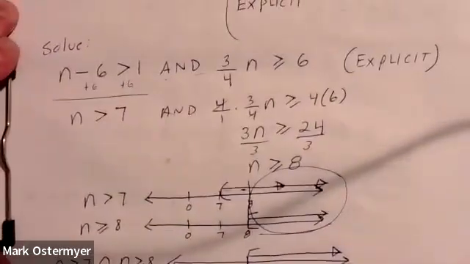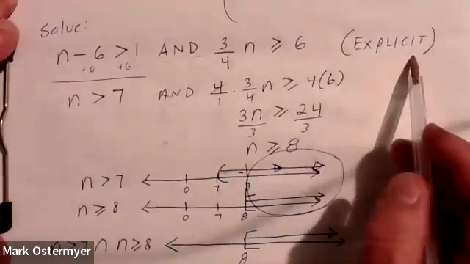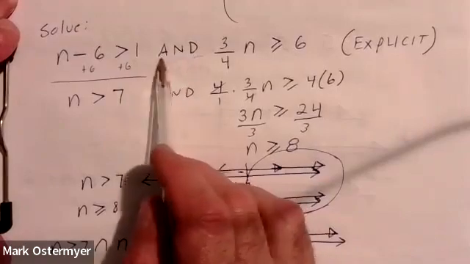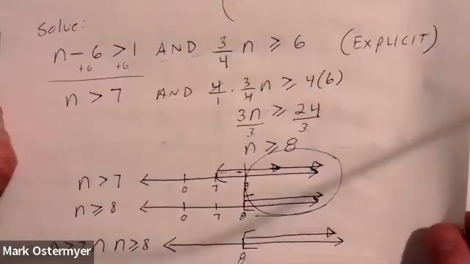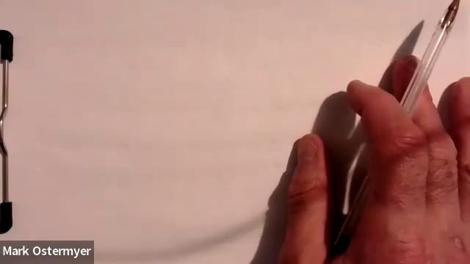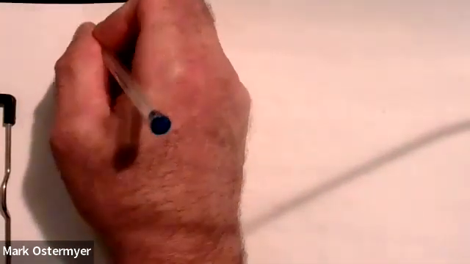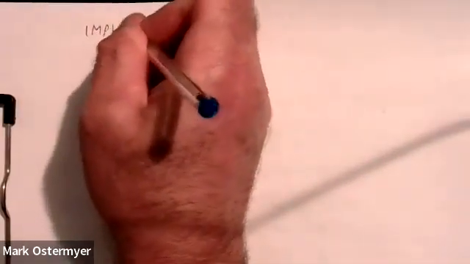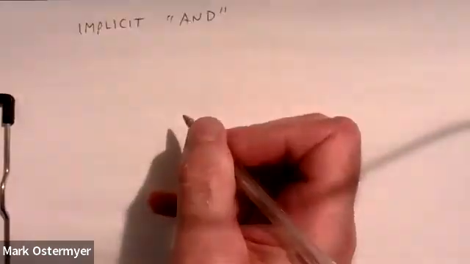Any questions how we solve this compound "and" inequality here? Again, this is called an explicit compound "and" inequality because we literally see the word "and." All right. So that's called an explicit compound "and" inequality. I'm going to now show you what is called an implicit "and," an implicit compound "and" inequality.